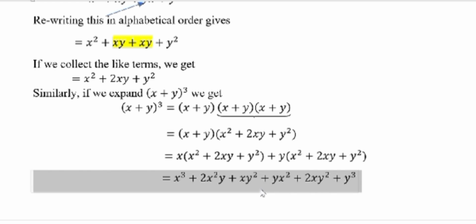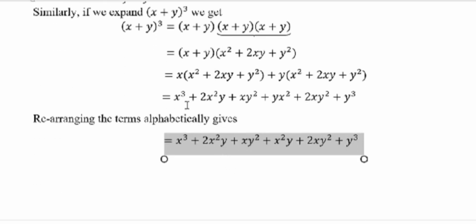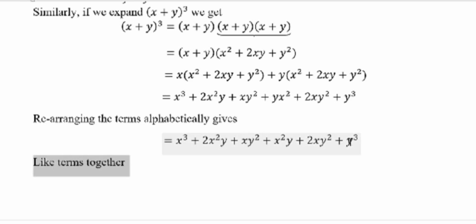The next thing is to rearrange these alphabetically. We shall have x cubed plus 2x squared y, which is already written in alphabetical order, plus xy squared, plus, now this one needs to be rearranged alphabetically, we shall have it as x squared y. And then this one is already in alphabetical order, so plus 2xy squared plus y cubed, like that. The next thing is to put like terms together. This one does not have a partner, so we write it the way it is.